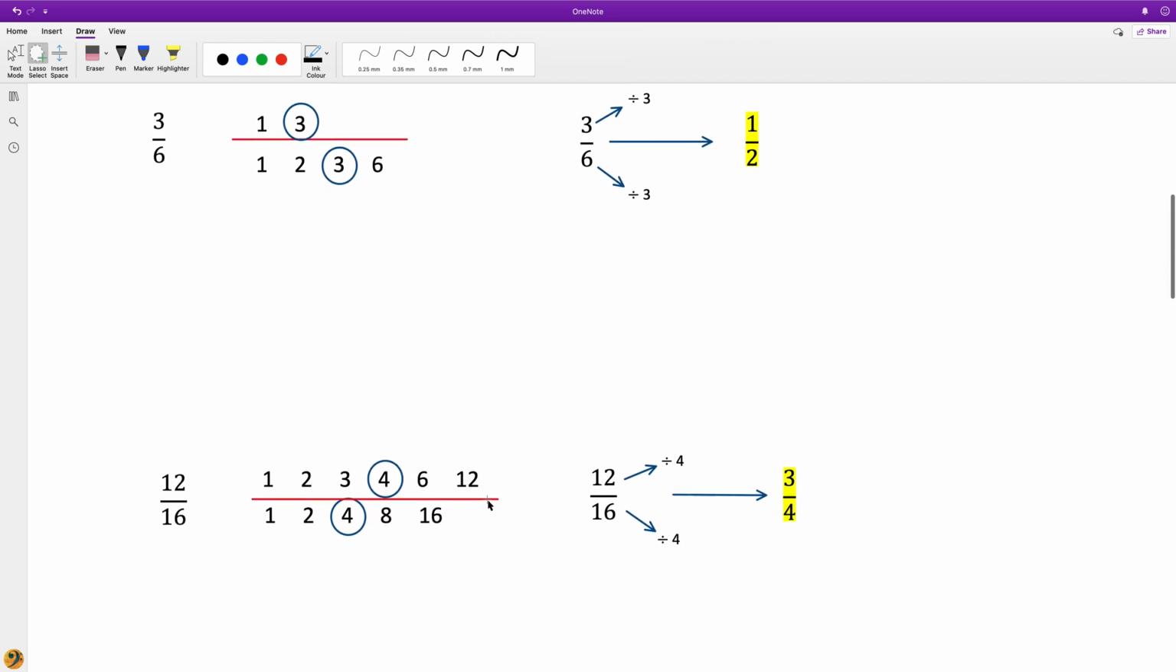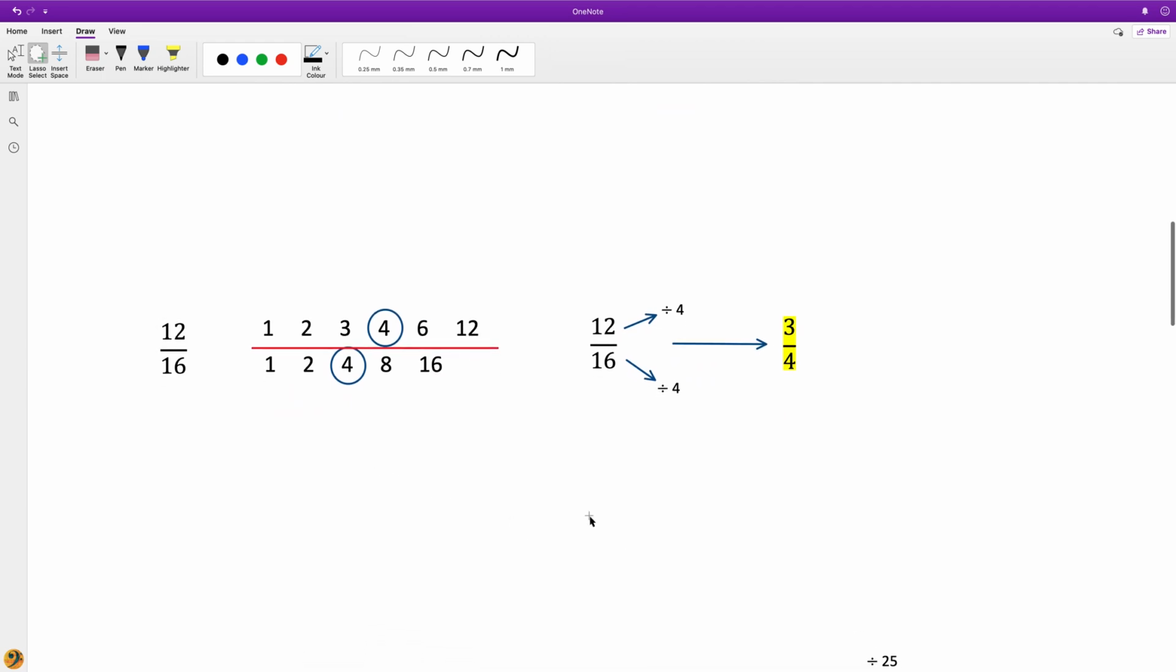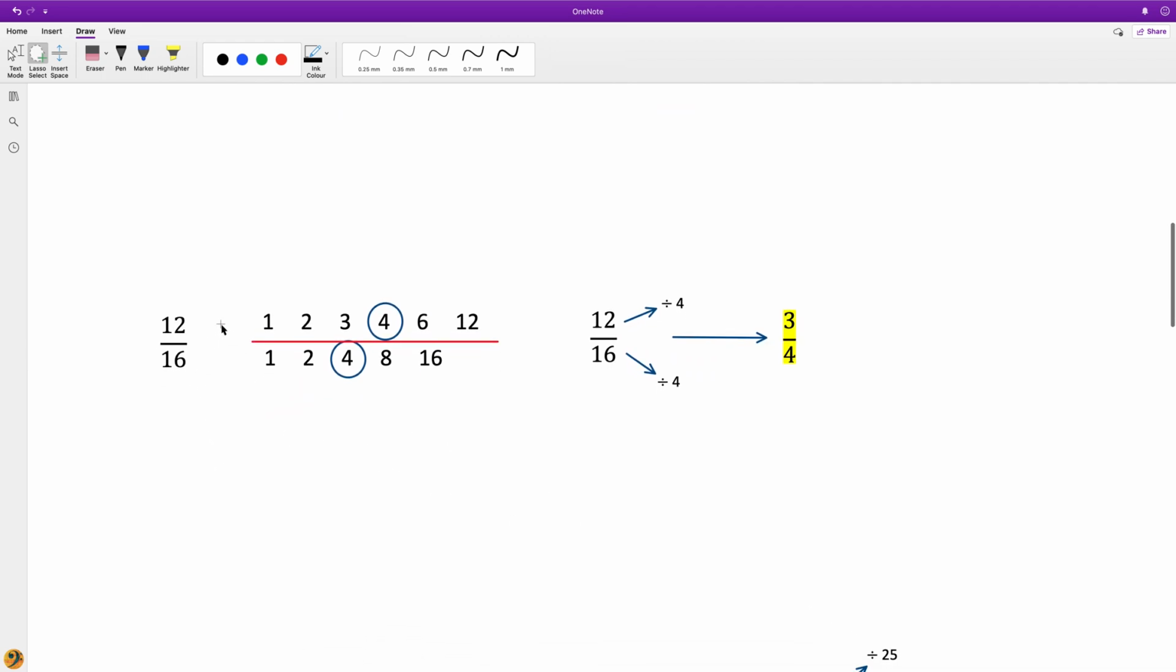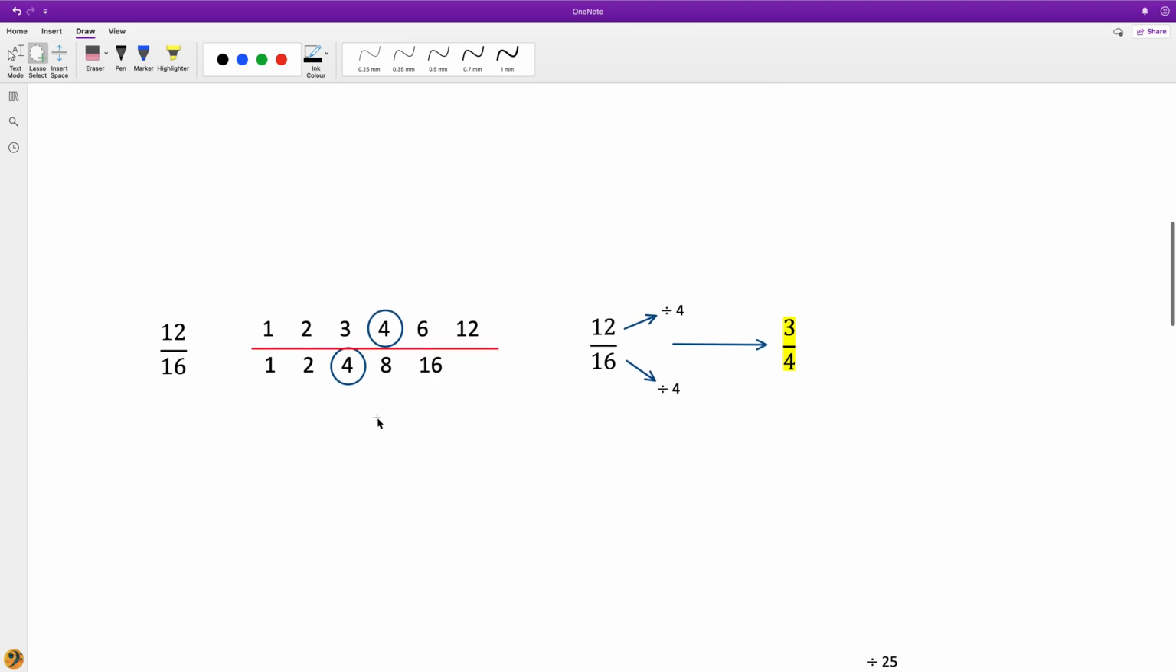Okay, moving along to another example we have here. All right, so our starting fraction is 12 over 16. Okay, so once again, we follow the same process. The first step will be to write out all the factors for 12 and also all the factors for 16. So then we go ahead and do that. Because 1 multiplied by 12 gives us 12. Also 2 multiplied by 6 will give you 12. And also 3 multiplied by 4 will give us 12.